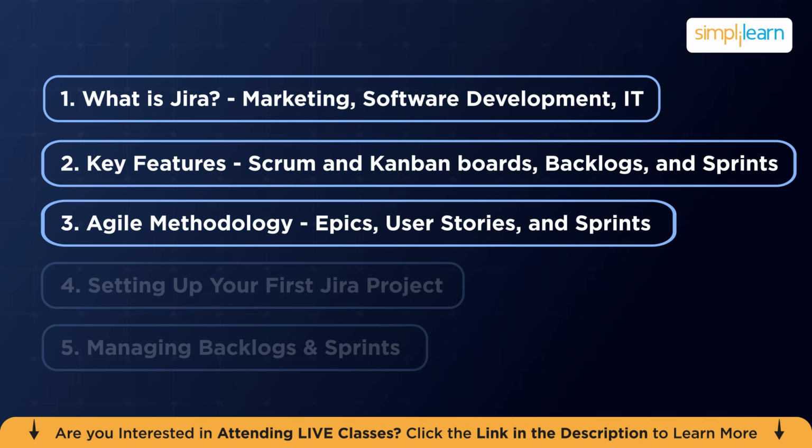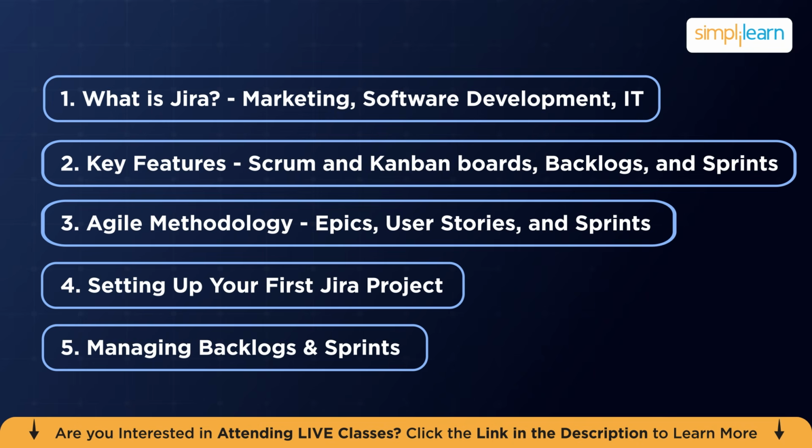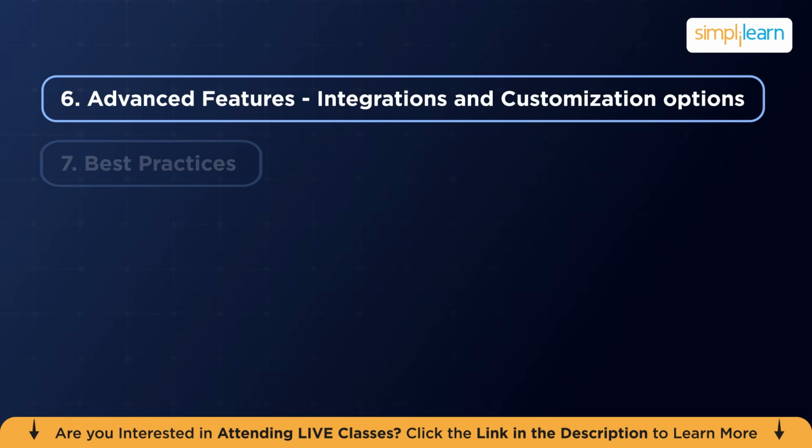Agile methodology. A quick breakdown of Agile terms like epic, user stories, and sprint, and how Jira supports Agile teams in any industry. Then we'll show you how to set up your first Jira project, a hands-on guide to create your first Jira project and setting up tasks. We'll also see how to manage backlog and sprints, how to prioritize tasks and track progress with sprints in Jira. We'll have a look at advanced features, explore Jira's reporting, integrations, and customization options. And at last, we'll see some best practices, pro tips for maximizing your productivity and getting the most out of Jira.